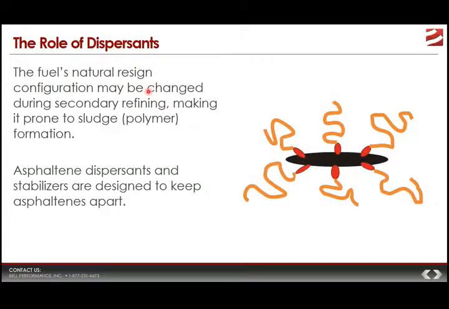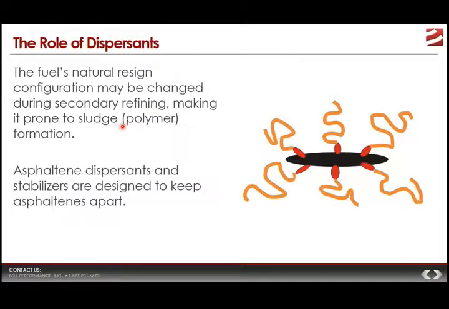So, dispersants. Secondary refining processes, like we said earlier, like visbreaking, remember that, fundamentally change the marine fuel's makeup and make it more prone to, or easier to have, sludge formation. So this creates a need to use dispersants and stabilizers. Essentially, dispersants and stabilizers take the place of those resins. Remember those, the resins that used to be naturally present to act as dispersants. Well, if those get destroyed, we have to substitute something in their place. And that's what an asphaltene dispersant and an asphaltene stabilizer will do.